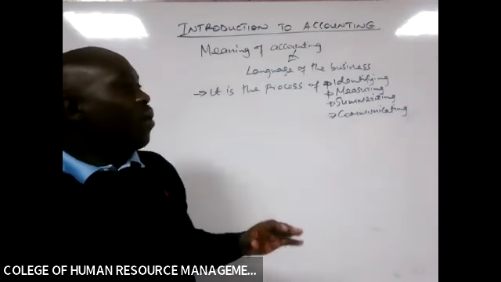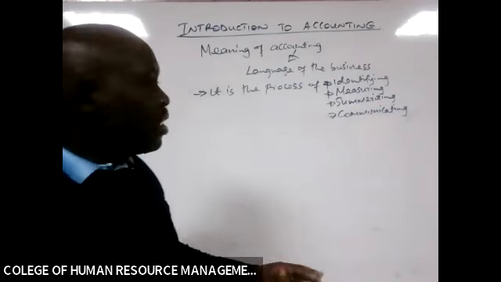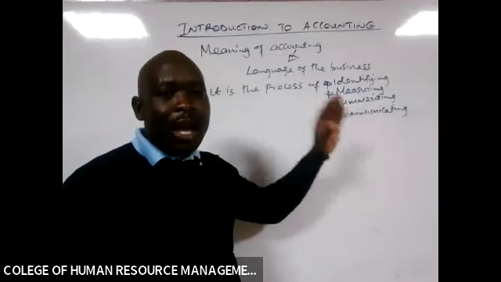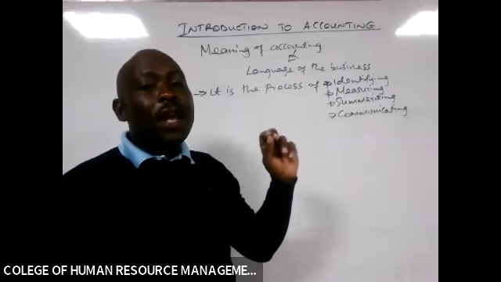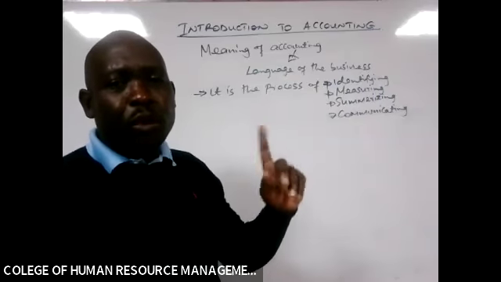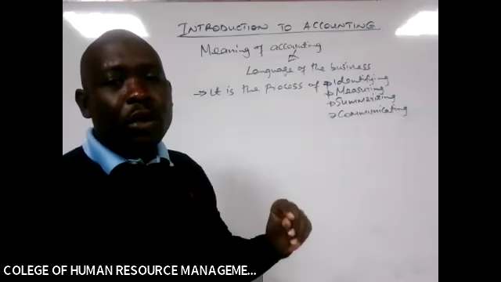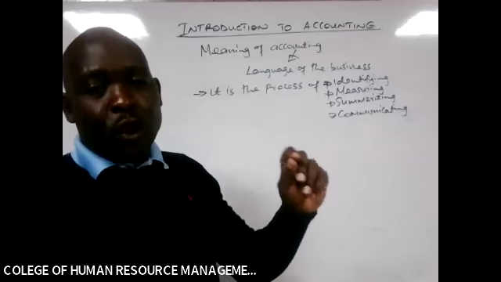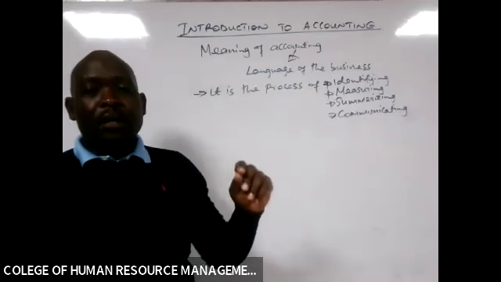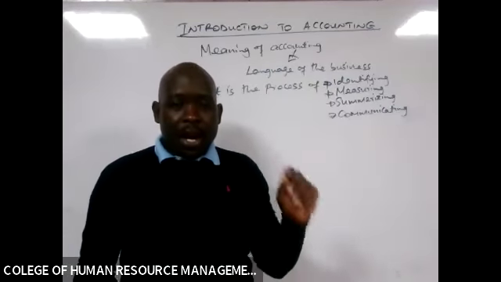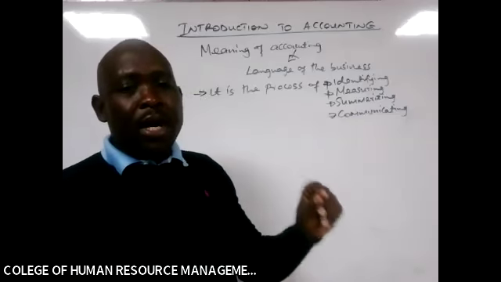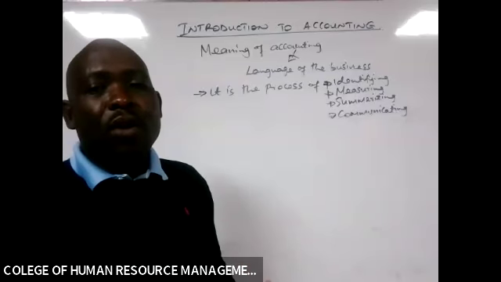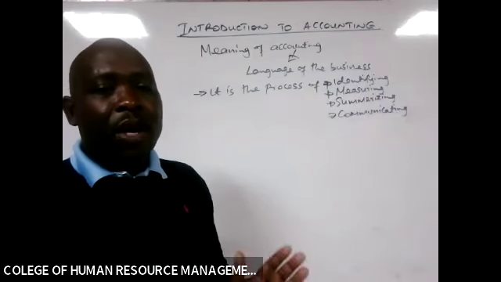So this is now the definition of accounting. Accounting is the process of identifying, measuring, summarizing, and communicating financial information, not any information, financial information, to the end users to enable them make informed decisions concerning the business. That is the meaning of accounting.